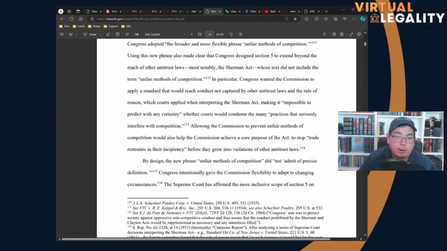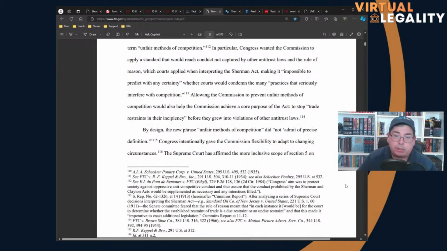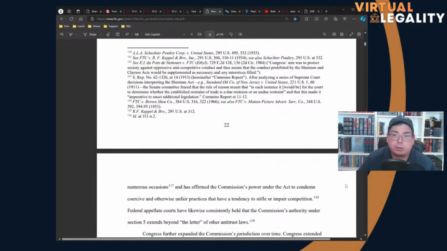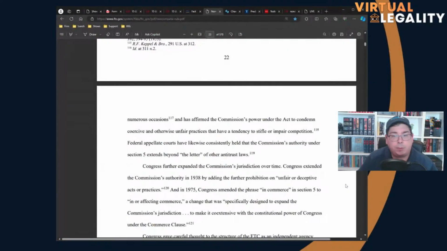By design, the new phrase "unfair methods of competition" did not admit of precise definition, right? The legislature didn't define that. That's what we discussed earlier. Congress intentionally gave the Commission flexibility to adapt to changing circumstances. The Supreme Court has affirmed the more inclusive scope of Section 5 on numerous occasions and has affirmed the Commission's power under the Act to condemn coercive and unfair practices that have a tendency to stifle or impair competition.